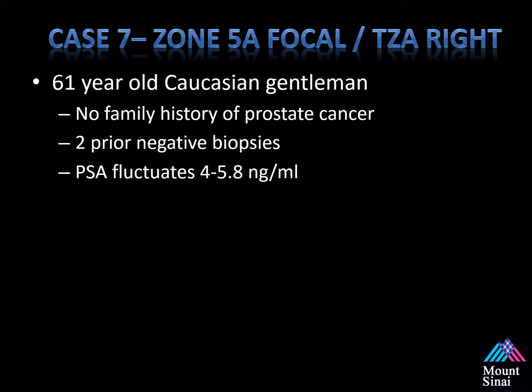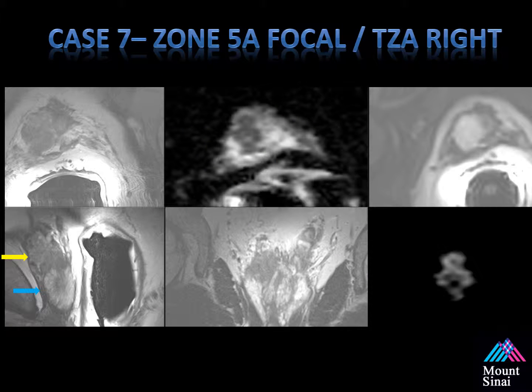Case 7, a 61-year-old Caucasian gentleman with no family history of prostate cancer and 2 prior negative prostate biopsies. His PSA fluctuates up and down, and this is all too common in the patients that we do see. Before we go to the images, see that this is a zone 5A focal lesion, or the transition zone anterior on the right side. Do you see the lesion?